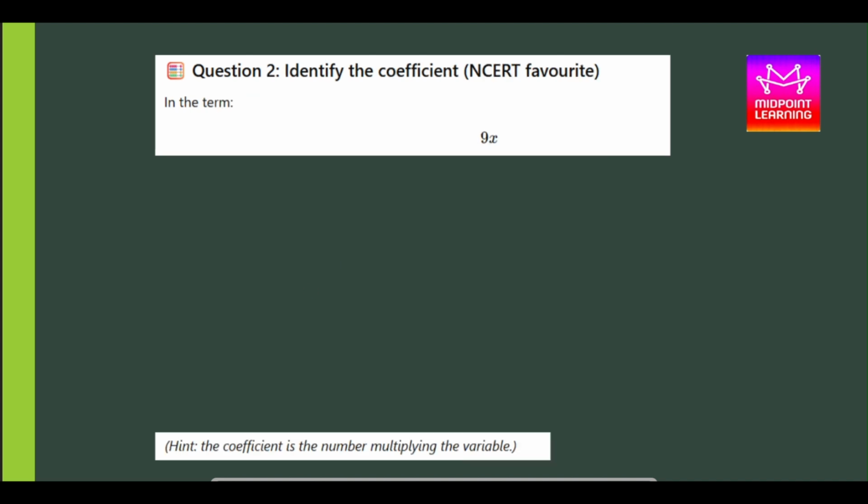Identify the coefficient in the term 9x. So what is a coefficient? It is the number multiplying the variable. So which is the number multiplied by the variable here? It is 9, as the variable here is x, right? So the coefficient is 9.